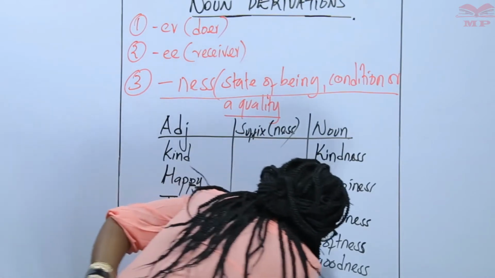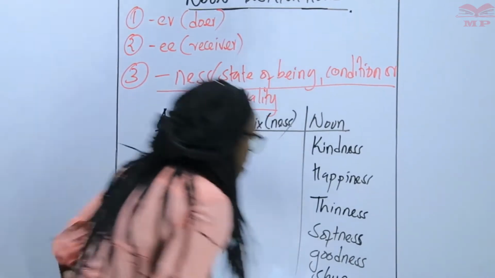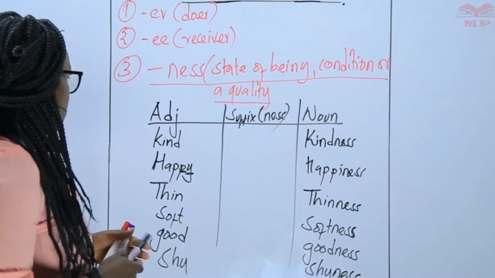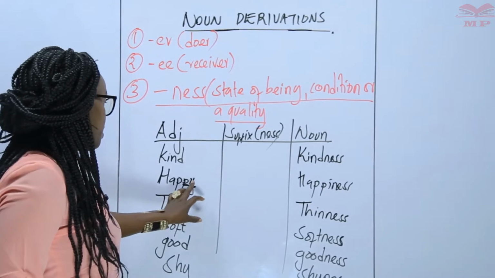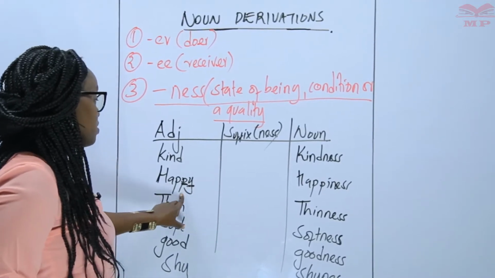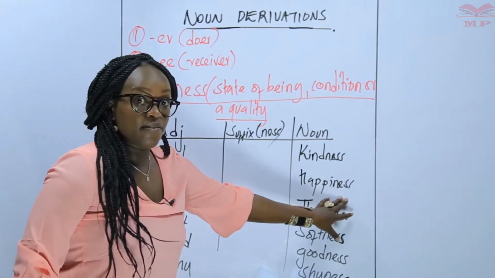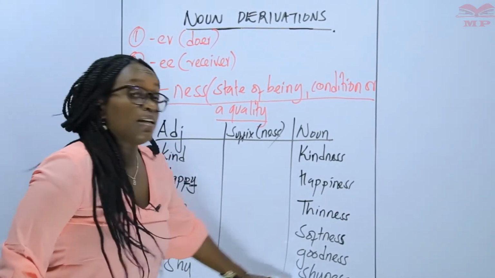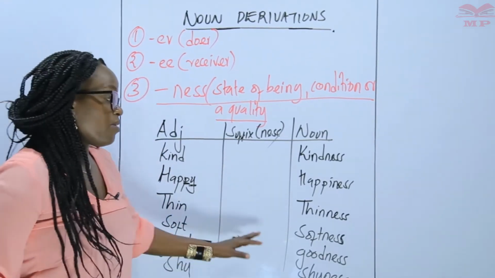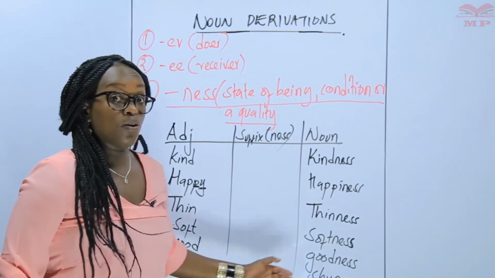So this one becomes shyness. As you have noticed, we had said that for happy, because it's ending with a y and preceded with a p, you drop the y and then you add an i and then you have ness. But as you can see, shy does not fall into that rule.